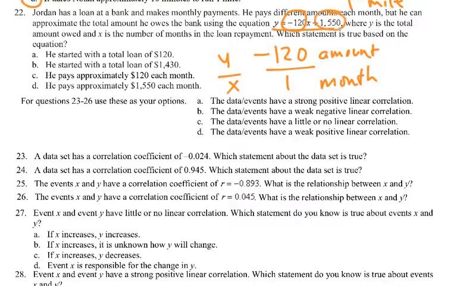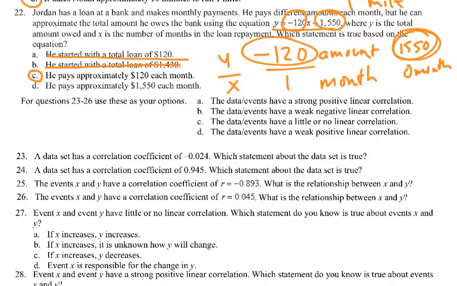Okay, the y-intercept would be at the first 0 months of repaying. How much did he have? 1,550. So, he started with a loan total of 1,550. He pays approximately 120 each month. Yeah, it goes down, so that's what the answer would be. He's not paying the 1,550, that's what he owes.